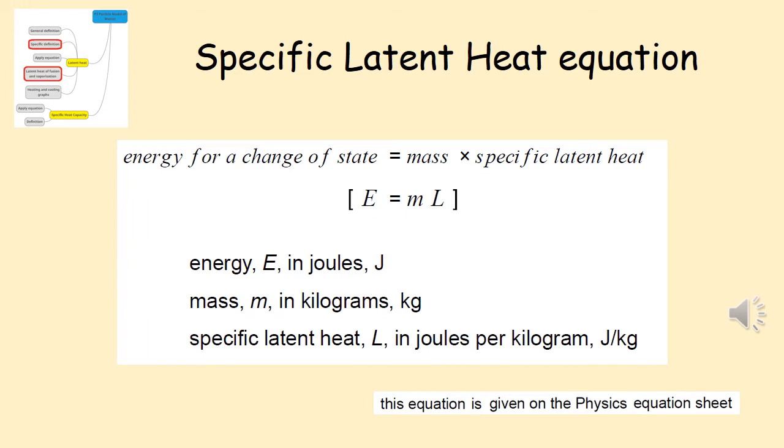And the most likely one is that you're going to have to find the latent heat when you're given the information about the energy and the mass. So you have to be able to rearrange that equation.